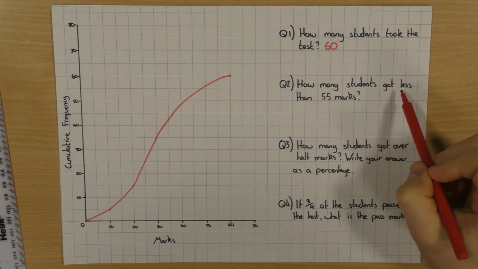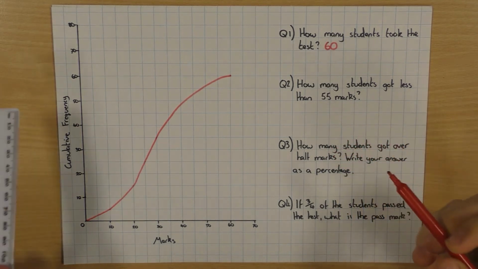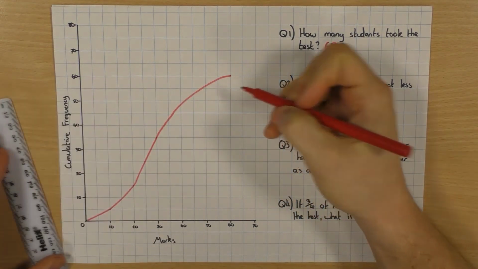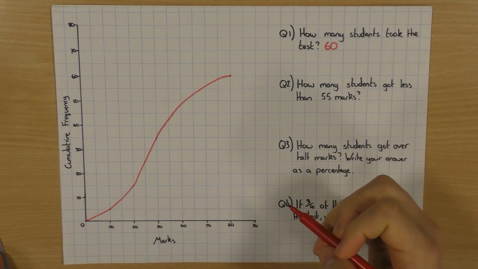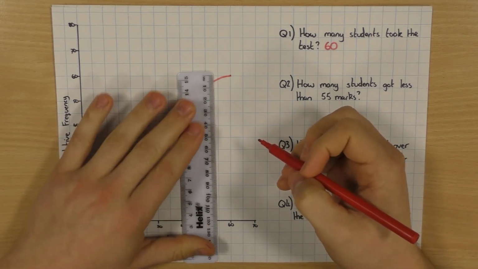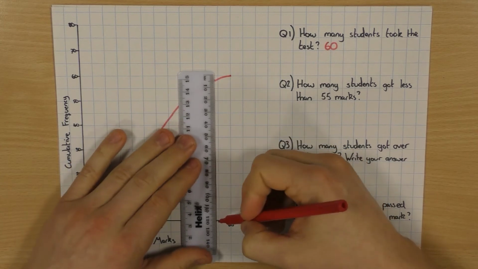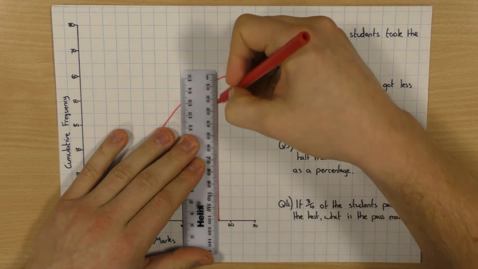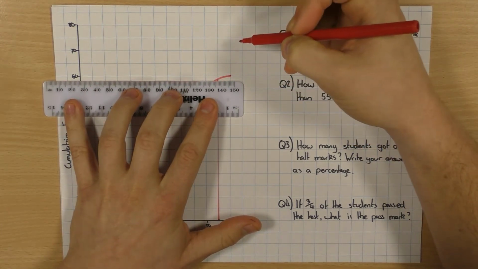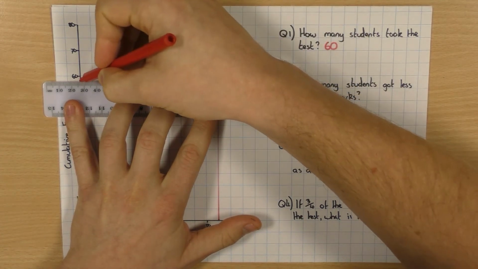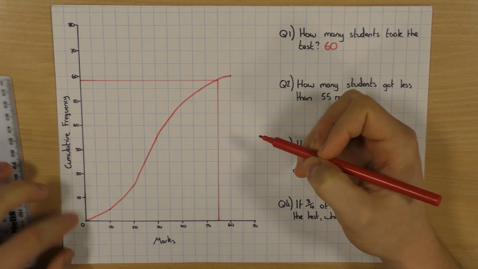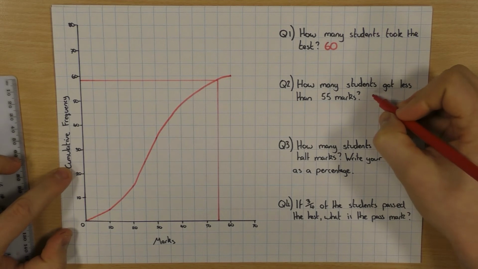How many students got less than 55 marks? Right, so here's the marks on the x-axis. So I go to 55, and I go up, and then I can go across, like so. So how many people got less than 55 marks? There we go, it's about 58.